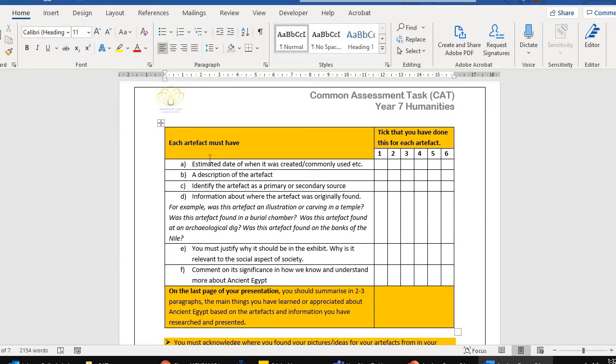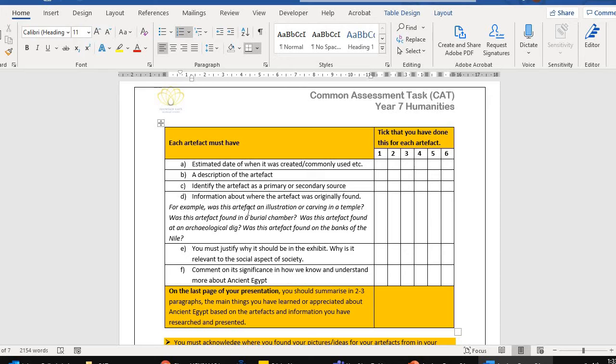So for each artifact, you must have an estimated date of when it was created. Have you done that? A description of the artifact. Have you done that? Identify the artifact as a primary or secondary source. If it was done at the time, it's a primary source. If it was created afterwards, so let's say for example it's created now, then it would be a secondary source. Information about where the artifact was originally found.